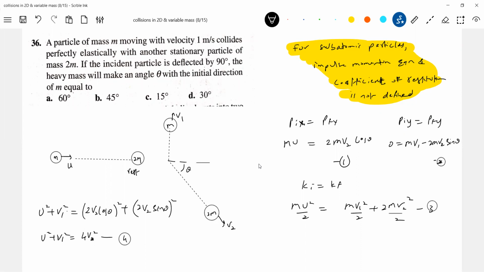These are some numericals I just picked up here. Solve this, you'll get an expression for theta. Find v1 and v2, and after getting v2, substitute here and you get theta. Just a simple idea, nothing more to it.